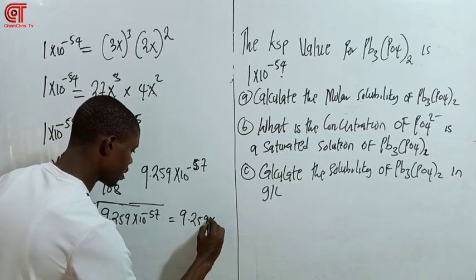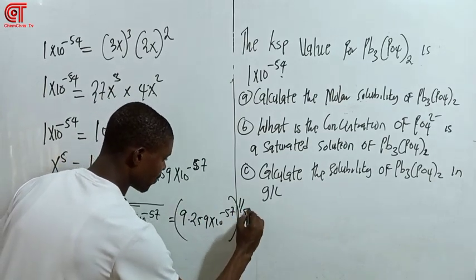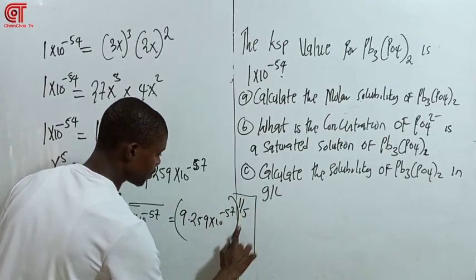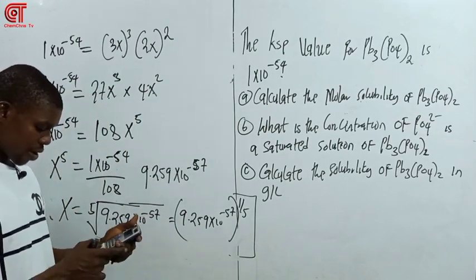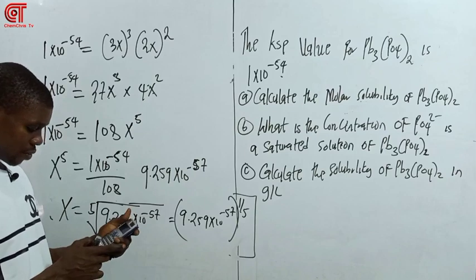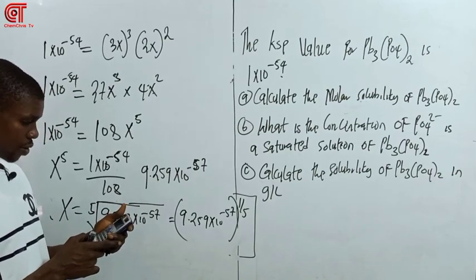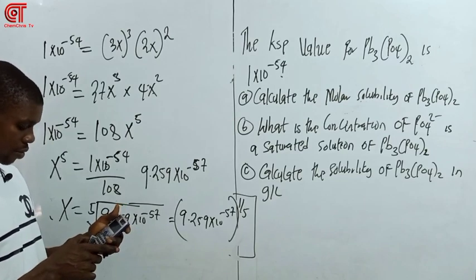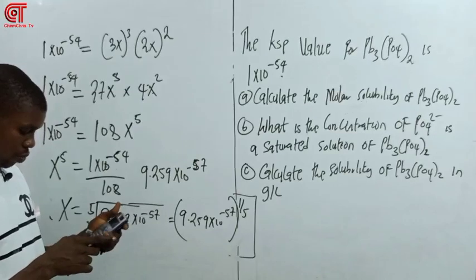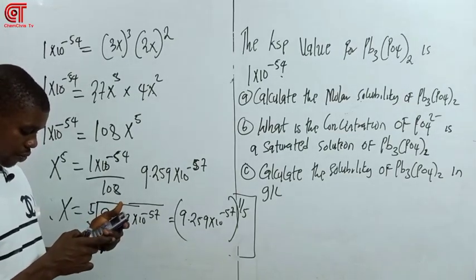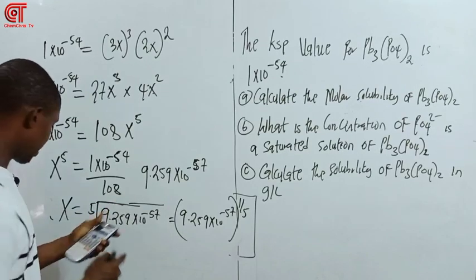9.259 exponential minus 57, always raised to 1 over 5, right? See the same thing now. So you have to punch your calculator and get the answer. We have 9.259 exponential minus 57 raised to 1 over 5.